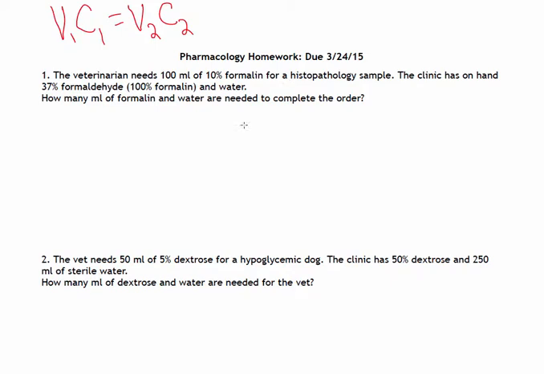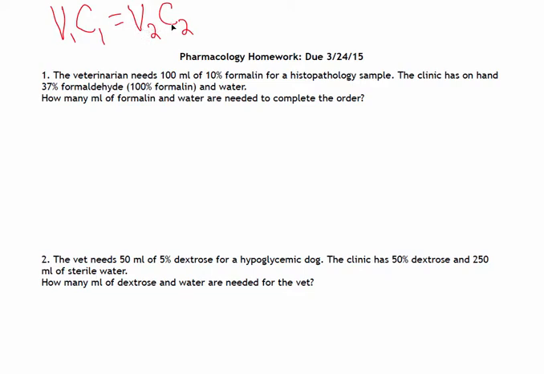So this equation I have at the top here is something I'm going to use in a lot of these problems. The symbols here, V and C, stand for the volume of a solution and the concentration of a solution. The left side of this equation is going to represent the stock solution, the highly concentrated solution, and the right side is going to be the actual solution you need to apply, its volume and its concentration.